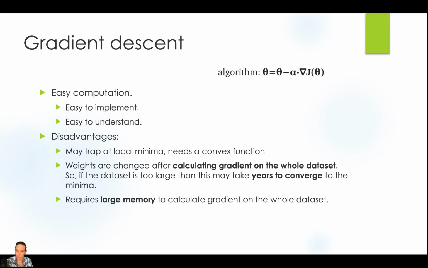Just to summarize what I said. This is a slightly differently formulated version of the optimization function in which they use theta instead of w, but it boils down to the same. Gradient descent, as you see, it's easy to implement, easy to understand, right? It has some disadvantages, so you can be trapped at local minima if your function is not convex, or maybe if your learning rate is not set correctly. Okay, and it requires this large memory because it calculates the gradient on the entire data set.